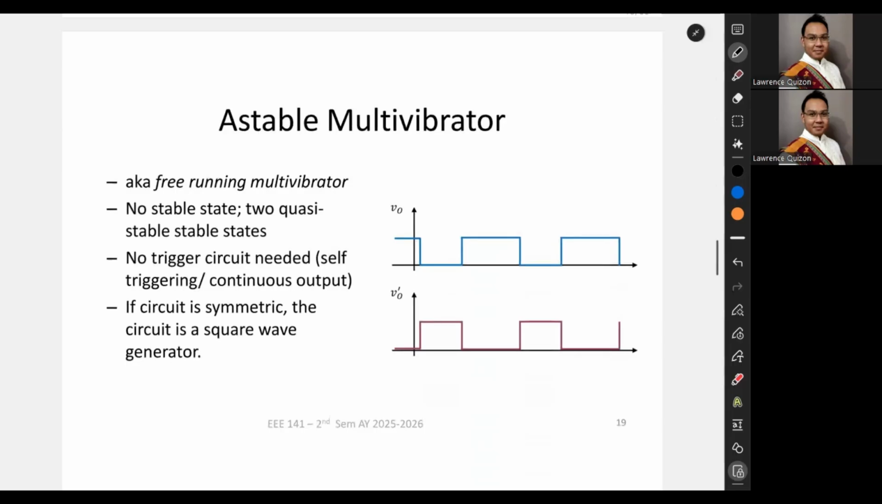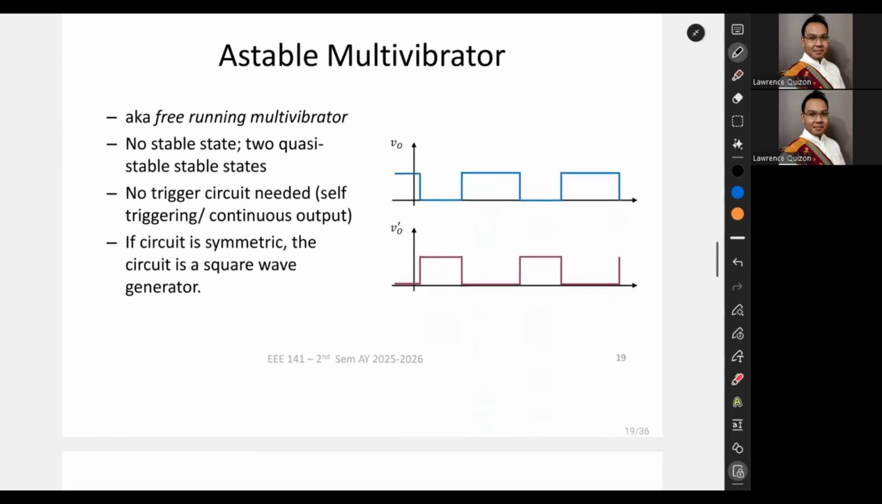Okay? So, the next type of multivibrator is called the astable multivibrator. That is, it's a free-running multivibrator. It doesn't stop changing states. It has no stable state, rather it just has two quasi-stable states. That is, fake stable. It's not actually stable. It just looks stable, it should look stable but it's not.